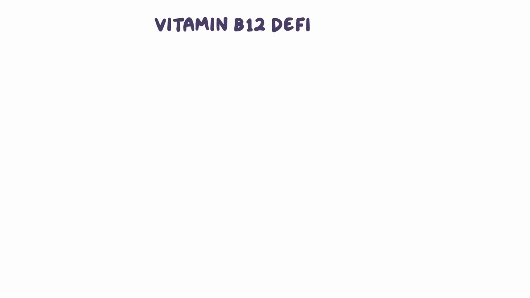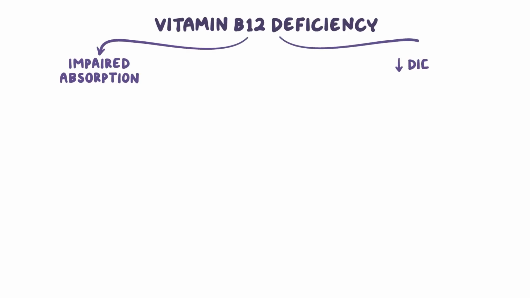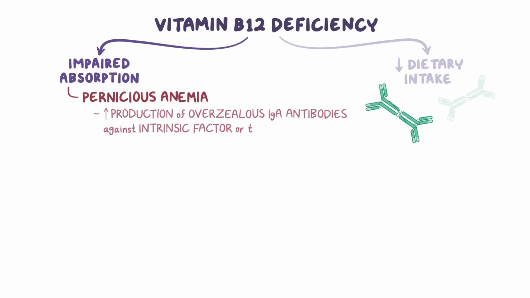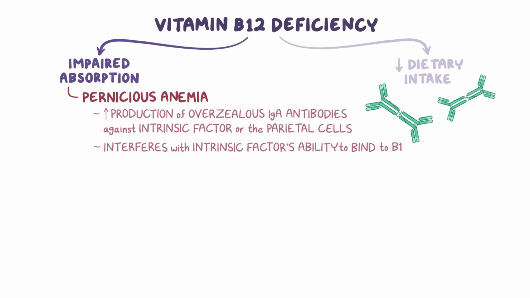Okay, now B12 deficiency can result either because of impaired absorption or decreased dietary intake. Impaired absorption can result from a number of causes. For example, in pernicious anemia, there's increased production of overzealous IgA antibodies against intrinsic factor, or the parietal cells. Either way, this interferes with intrinsic factor's ability to bind to B12.